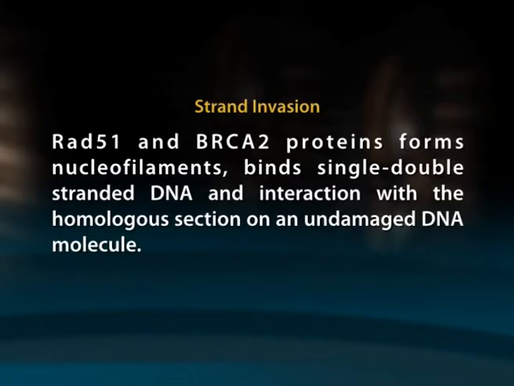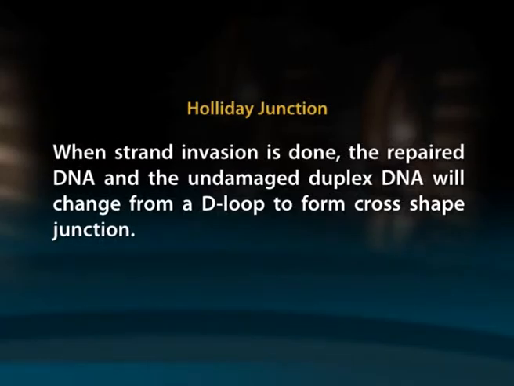Rad51 and BRCA2 protein form nucleofilaments, which bind single and double stranded DNA and interact with the homologous section on an undamaged DNA molecule, called strand invasion. Rad51 will catalyze the strand exchange in a D-loop shape and the DNA synthesis will happen on the invading strand. When this is done, the repaired DNA and the undamaged duplex DNA will change from a D-loop to form a cross-shaped junction, also known as a Holliday junction.